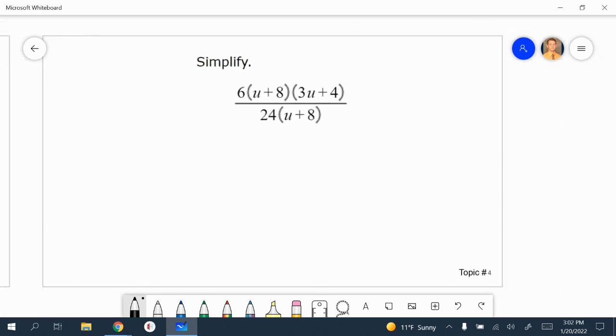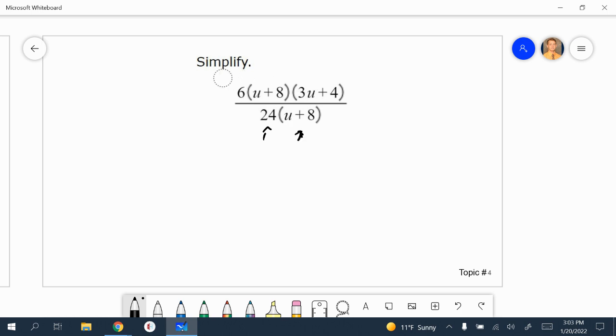Topic number 4. Okay, so for this one, we're just simplifying. That's all it says. We're trying to make this as simple as possible. So when I look at this, what I notice right off the bat is that we have 3 groups being multiplied on top and 2 being multiplied on the bottom. What I mean is we have this, and we have that. And on bottom, we have this and this.